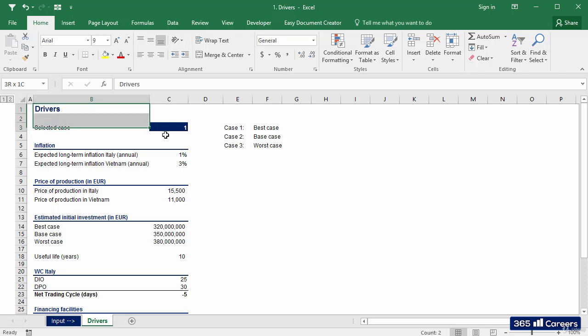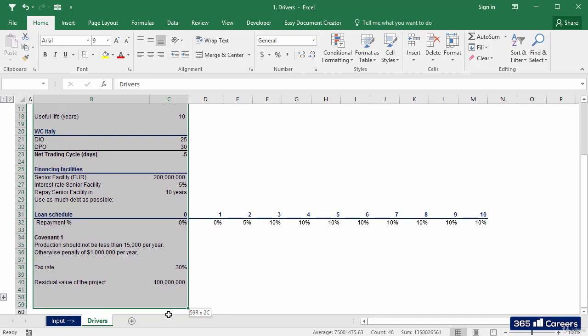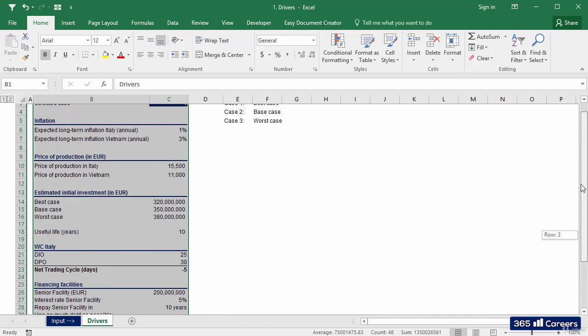Here, we have most of the inputs we'll need when building the model. As you can see, they are well organized and easy to understand, which is nice.